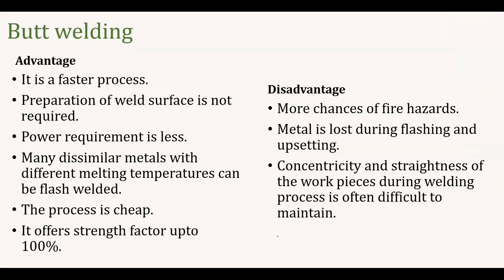The advantages: it is a faster process, and preparation of the welding surface is not required. Power requirement is less when compared to other resistance welding. Many dissimilar materials can be welded. The process is cheap and offers a strength factor of almost 100%. But the disadvantages: it has more chances of fire hazards, and metal is lost during flash and upset. Keeping the weld pieces concentric and straight during welding is often difficult, because we can weld the sample only based on the contact area. So these are some of the disadvantages.